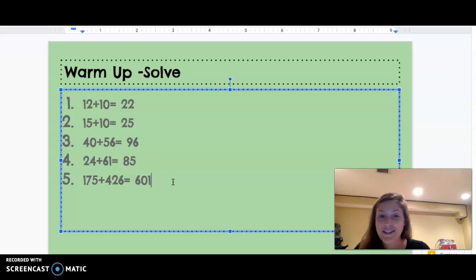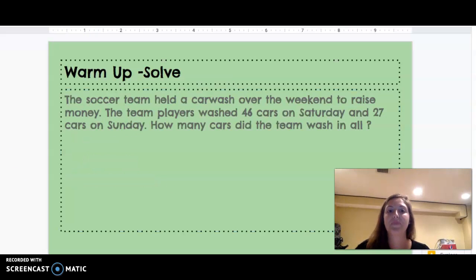Nice job, fourth graders. Let's try one more warm-up together in the form of a word story problem. Our problem reads, the soccer team held a car wash over the weekend to raise money. The team players washed 46 cars on Saturday and 27 cars on Sunday. How many cars did the team wash in all? Okay, so I want you to think, what is this problem asking you to do? If they washed 46 cars on Saturday and 27 cars on Sunday, how many did they wash in all? It's asking me to add these together.